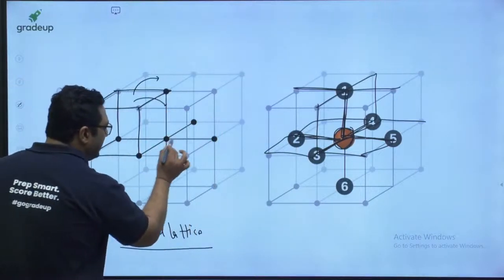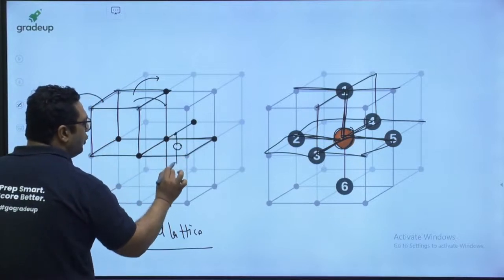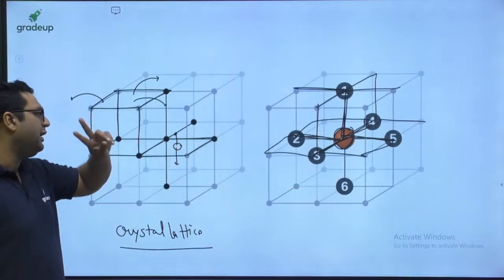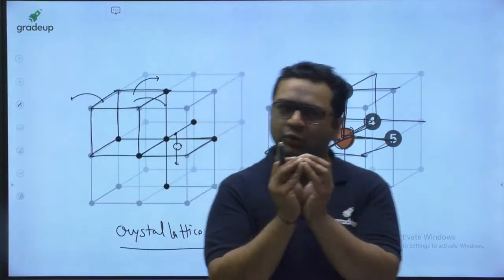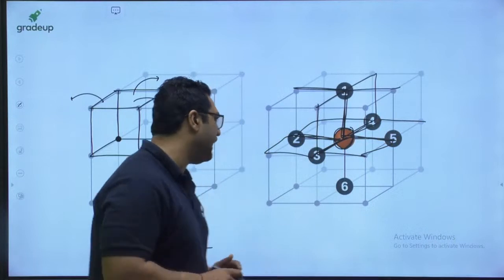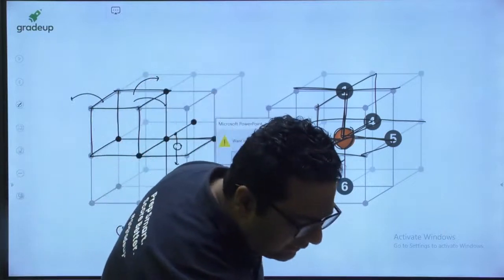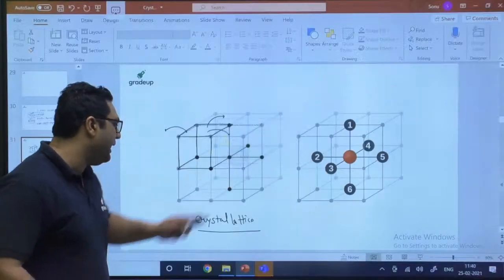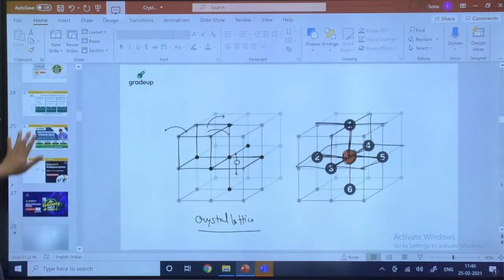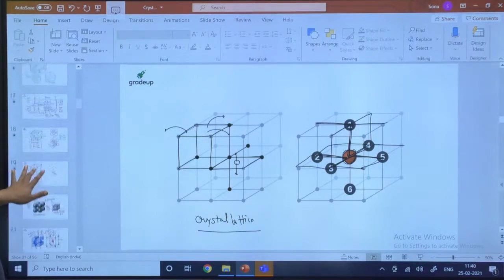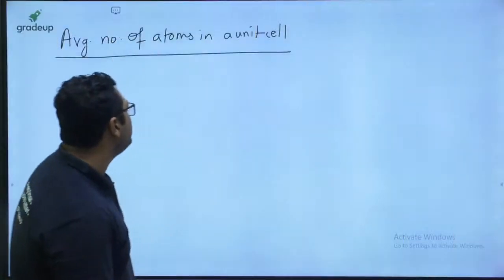Similarly, if some atom is present on this face, it is shared by the top unit cell and bottom unit cell. So one face center atom is shared by 2 unit cells. But if some atom is present inside the body, that cannot be used by any other unit cell. So my dear, a corner atom is shared by 8 unit cells, and a face center atom is shared by 2 unit cells. Body center atom is shared by 1 unit cell.